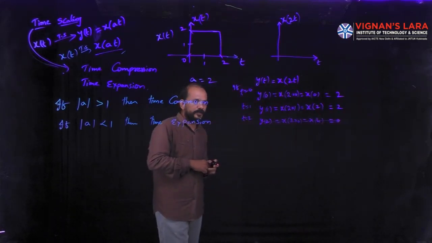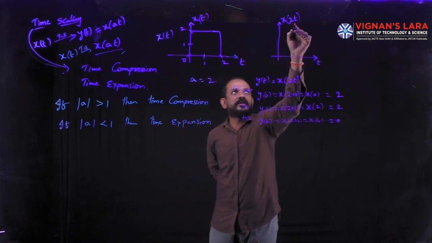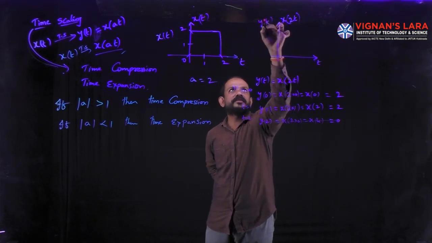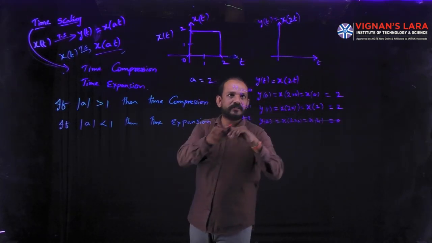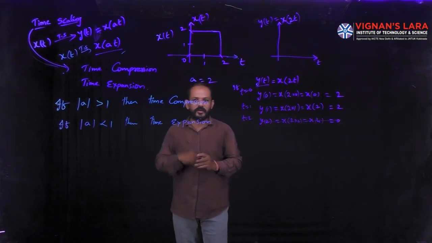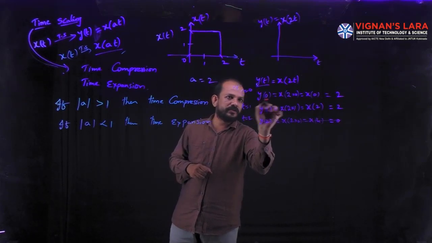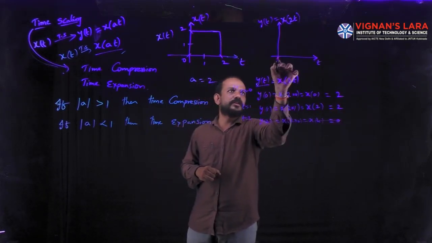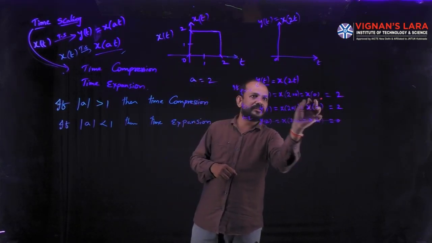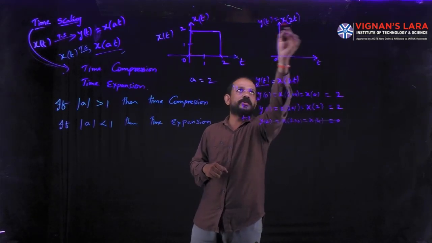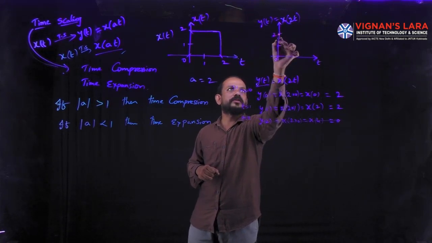Now I have to draw the waveform for x of 2t. Actually, x of 2t is nothing but our y of t, so I have to draw this y of t. How will you draw? First, for t equal to 0, y of 0 equals x of 2t, which is 2. So y of t or x of 2t, both are the same, with value equal to 2. Keep this point.